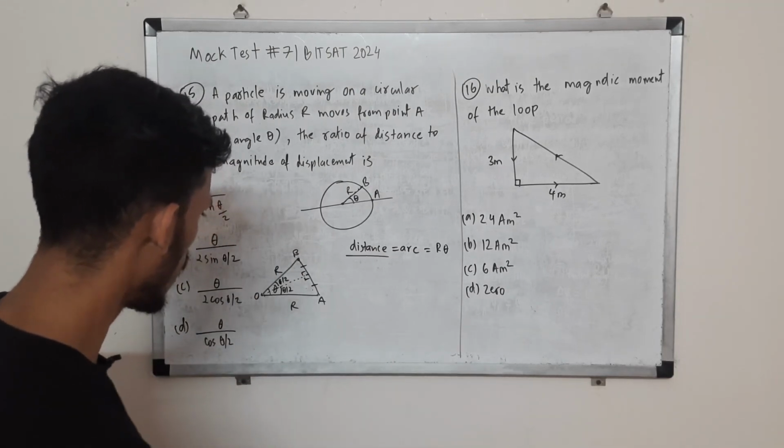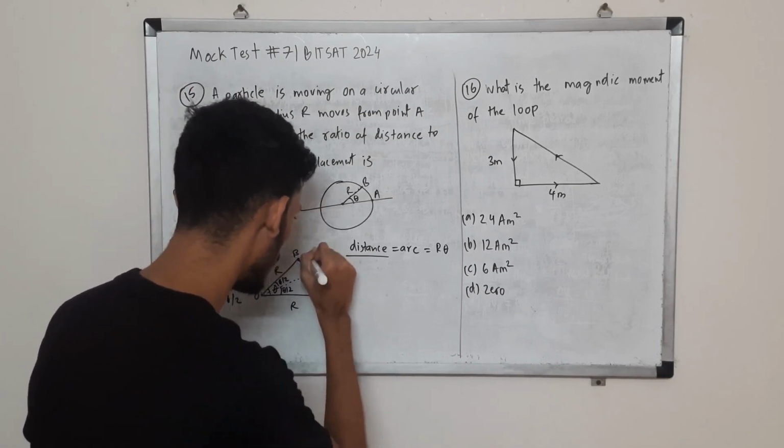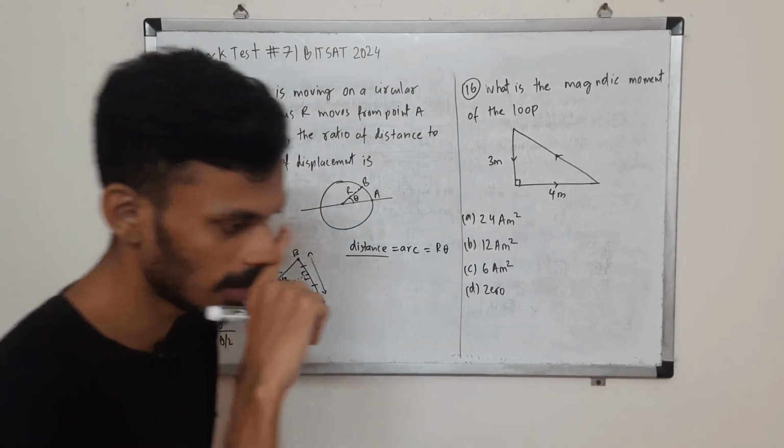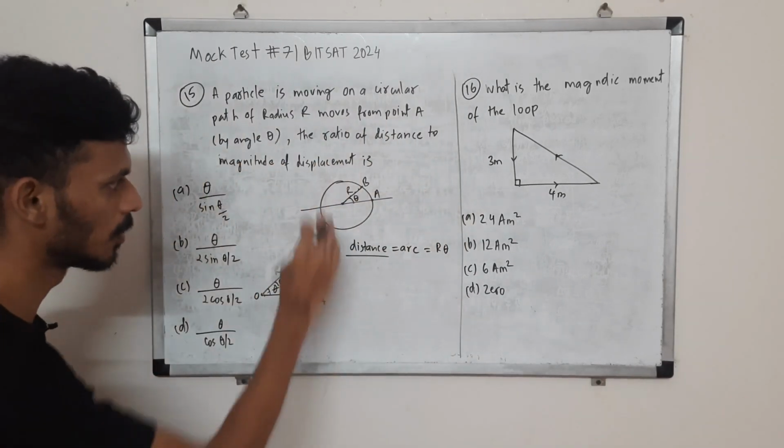Now we can see what this distance will be. This is nothing but the displacement. Displacement is the shortest distance between the initial and the final point, so between A and B.